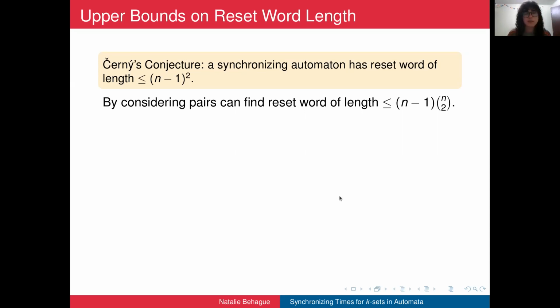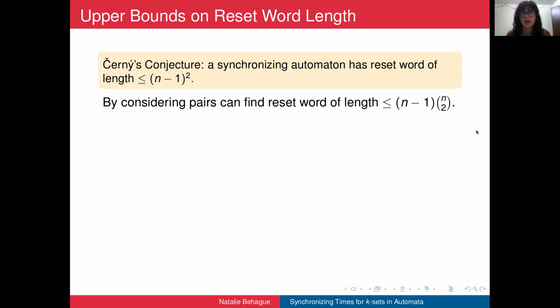So this gives us a very naive upper bound where we just pick a pair and find a word that maps that pair to a singleton of length n choose 2, and then we pick a pair in the image of that word and we map that pair down to a singleton, and we concatenate the words, and so on and so on. So if we do this, eventually we'll get everything mapped down to a single state, and the reset word that we found will have length at most n-1 times n choose 2.